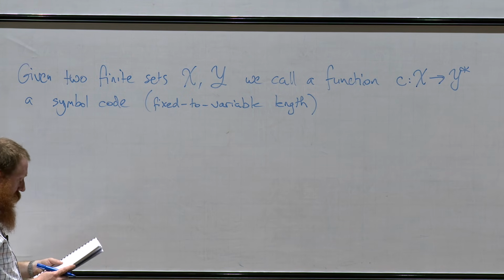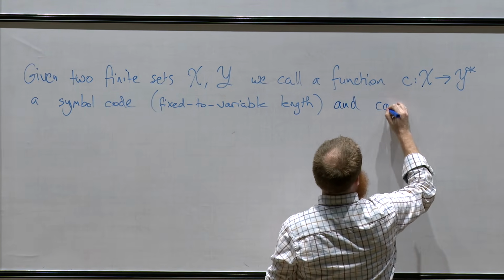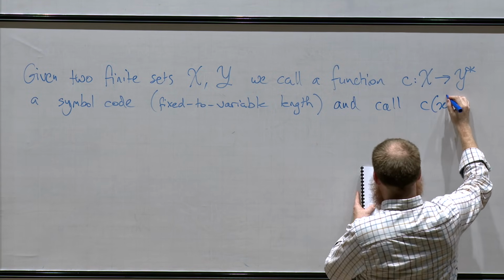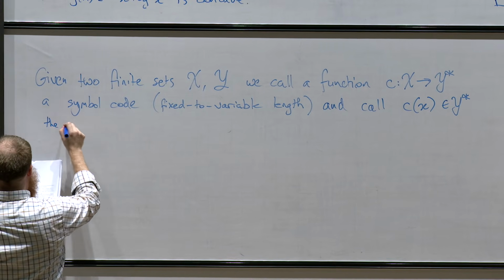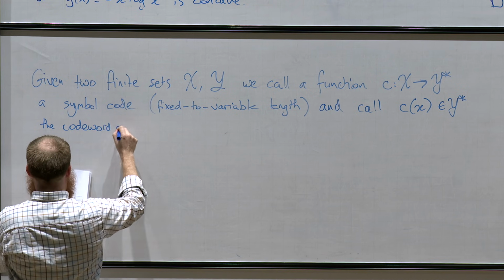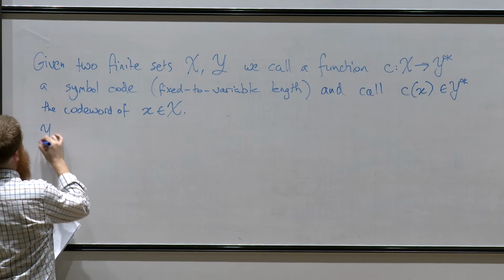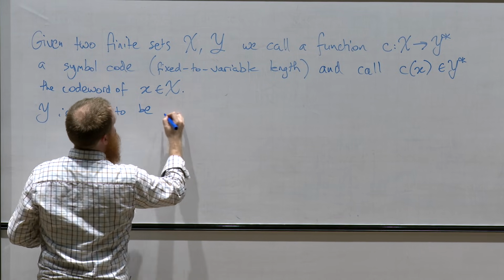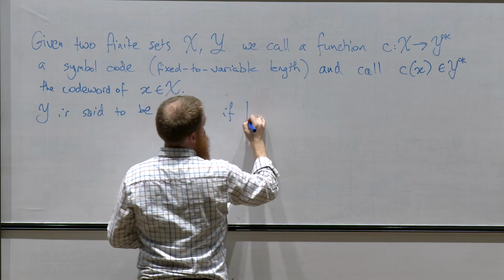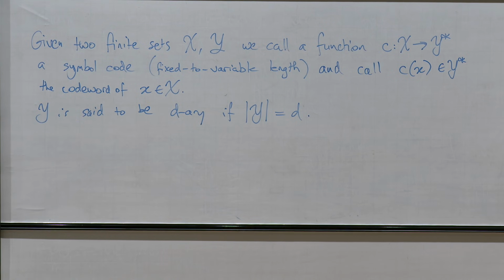Okay, so I've got a symbol code and call C of x, which is now in Y star, the code word of x in X. Y is said to be D-ary if the size of Y is equal to D. And as I said, typically we will be working with the size of Y being 2.